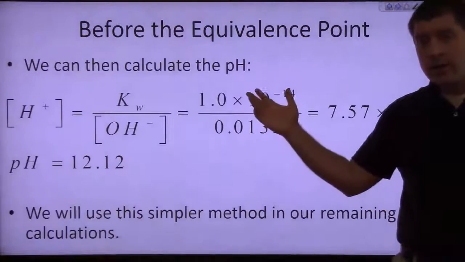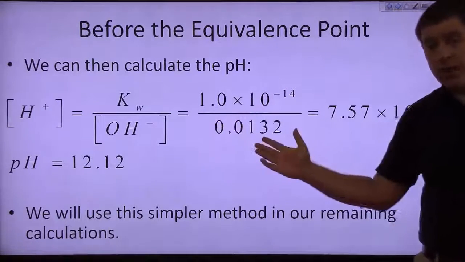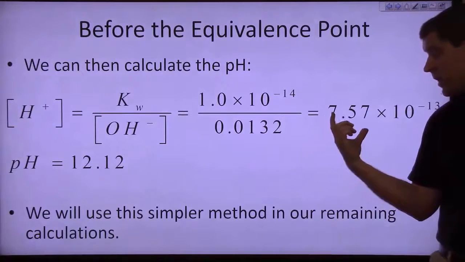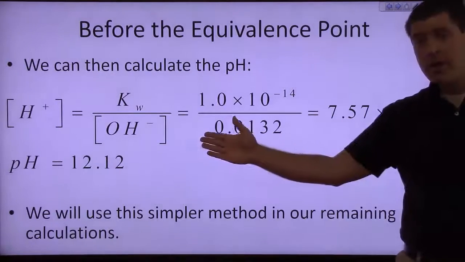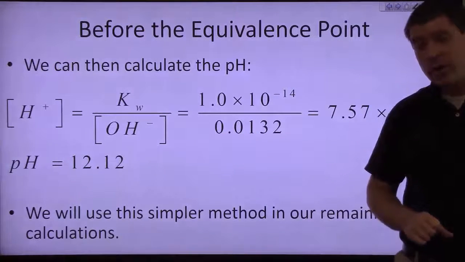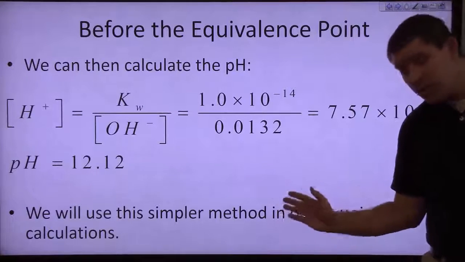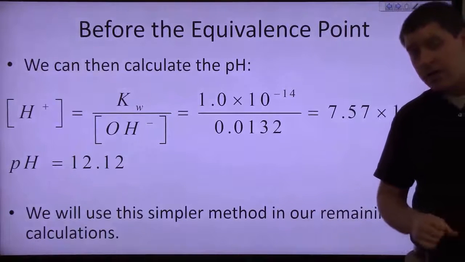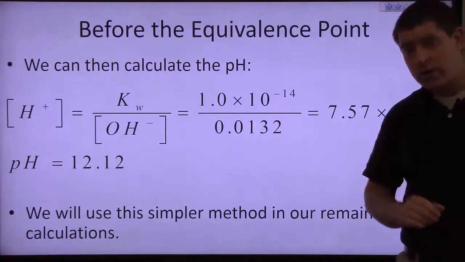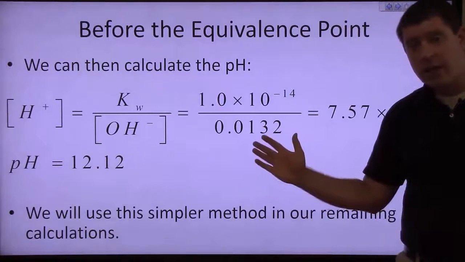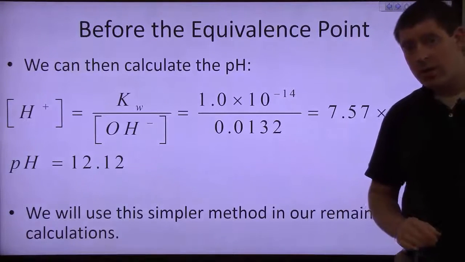And then our third term here, this fraction, is the dilution factor. And then we can go ahead and calculate the pH. Again, we have a hydrogen ion concentration of 7.57 times 10 to the minus 13 molar, and the pH is 12.12. Now, we will use this simpler method in the rest of our calculation. We've already proven that it works just fine, and it's simply faster, so that's the calculation that we're going to use in the rest of our calculation.